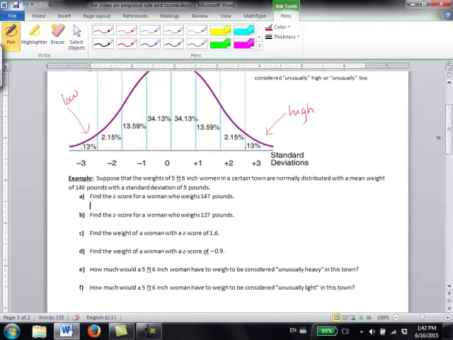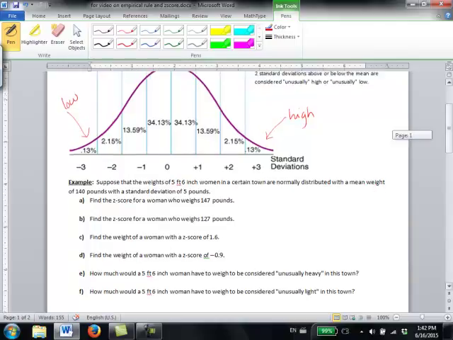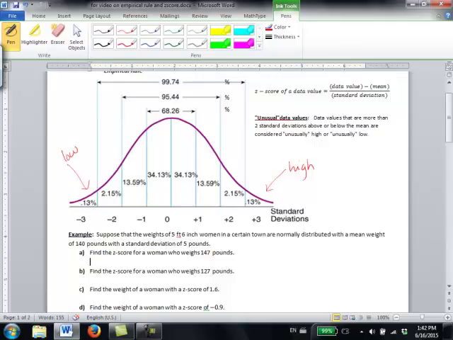It says, suppose that the weights of 5-foot 6-inch women in a certain town are normally distributed with a mean weight of 140 pounds and a standard deviation of 5 pounds. So if you did create a distribution for this set of weights, we would find that 140 pounds is the mean value right in the middle, and one standard deviation would be 145 above.